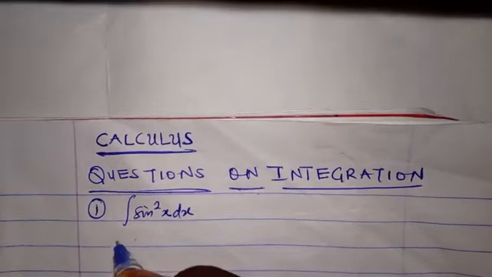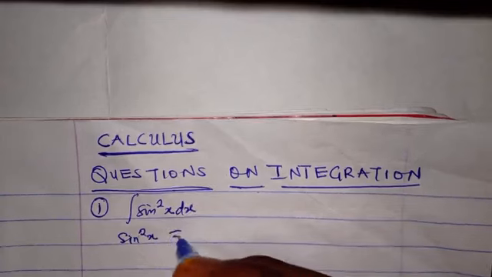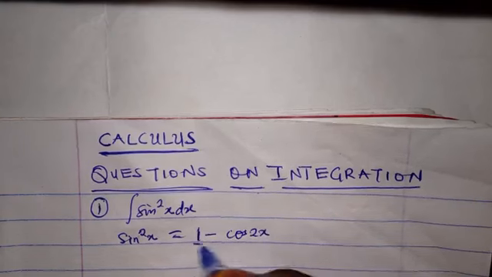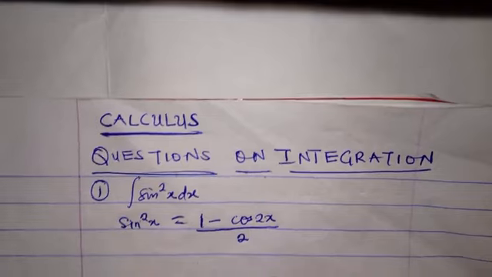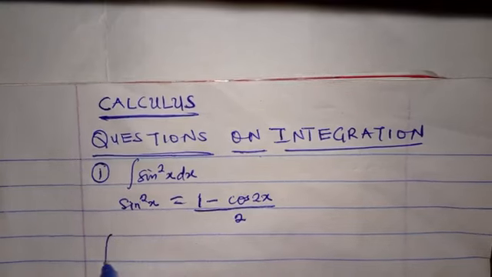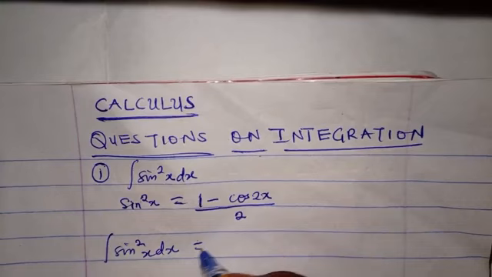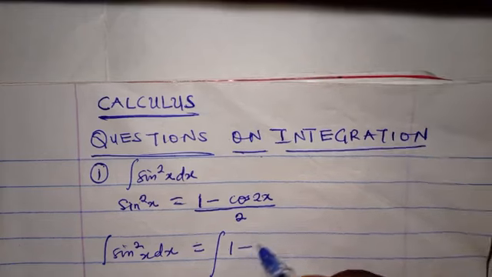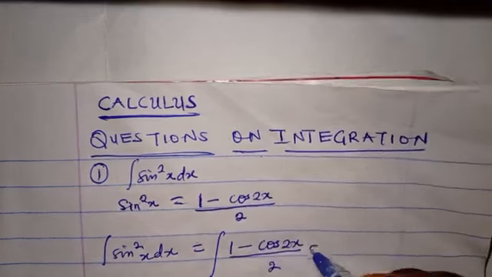This is it. Sine squared x actually is 1 minus cos 2x all over 2. Okay, by trigonometry, this is true. So the integral of sine squared x dx is equal to the integral of 1 minus cos 2x all over 2 dx.